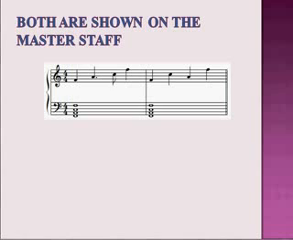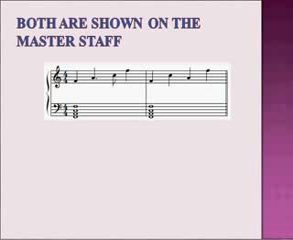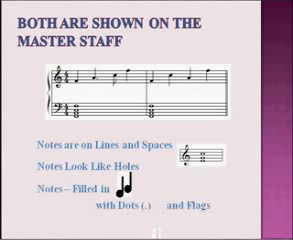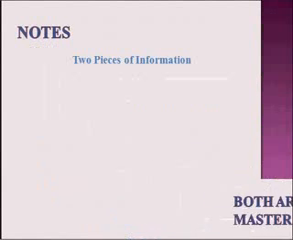Both of these attributes are covered on the master staff. In this case, we can see that the notes are going up and down in the lines and spaces, and they also have different symbols associated with them. These different symbols look like some donut holes here on the bottom. We have what are called whole notes. And then up here on the top, we have some of those donuts filled in, and we have stems on them, we have some dots, and we have some flags. These all convey some type of duration of the note.